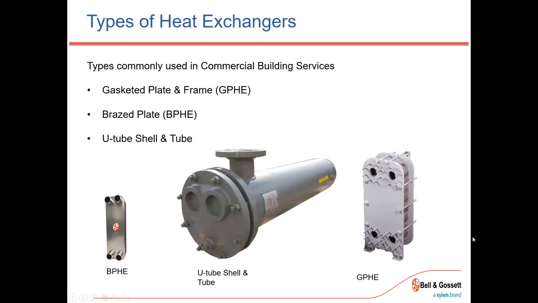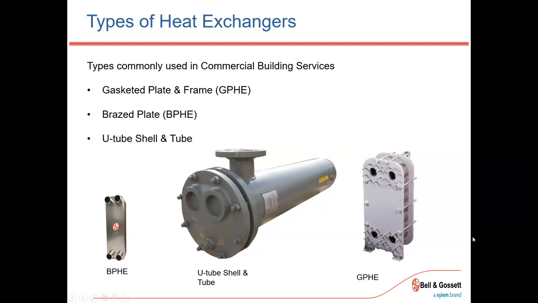All right, perfect. So these are the most commonly used in the commercial building services sector. We have our generic plate and frame heat exchanger, gasketed. You might see that referred to as a GPX or a GPHE. Ultimately, it's the unit on the far right where we have gaskets between each one of the plates. We have the brazed plate on the bottom left. That one is where we have a vacuum braze on every single plate, so we don't have any gaskets in those units.